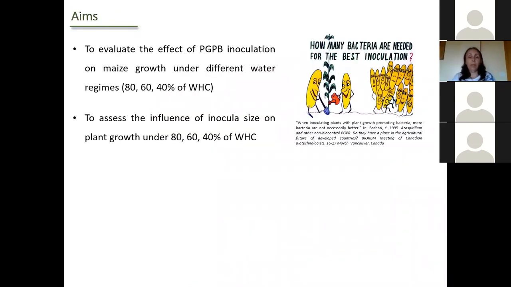So the aim of this particular study was to evaluate the effect of PGPR inoculation on maize growth under different water regimes: 80%, 60%, and 40% of water holding capacity. We also have a secondary aim, which was to assess the influence of inoculum size, so the amount of cells that we have to inoculate to have a result on plant growth, of course, under the same water regimes.